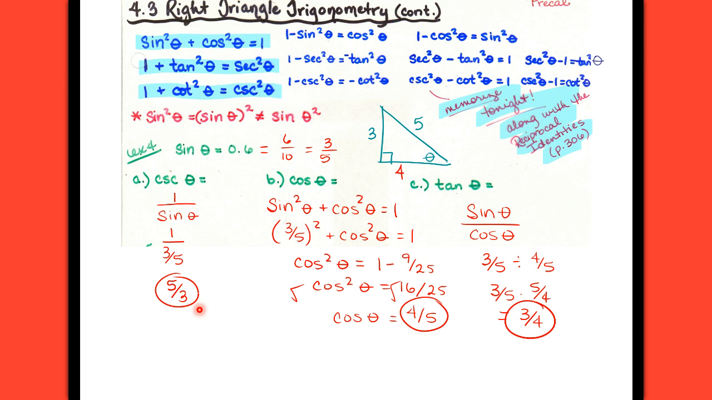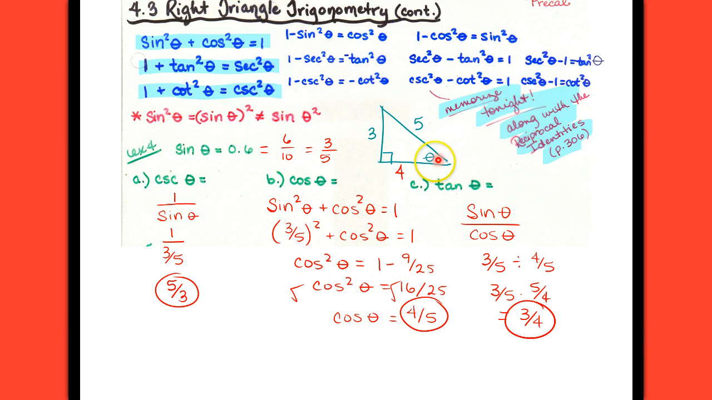But when I got right here to cosine, if I'm trying to find the cosine, I would have just come over to my triangle and said, okay, cosine is adjacent over hypotenuse. There's 4/5 right there, no work required, right? I wouldn't have to do any of this.